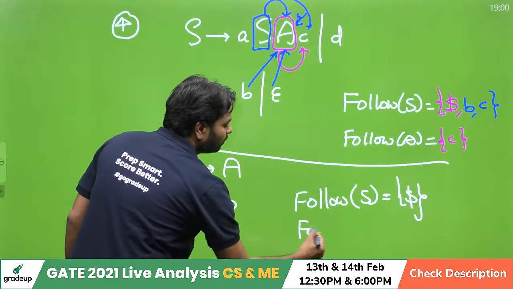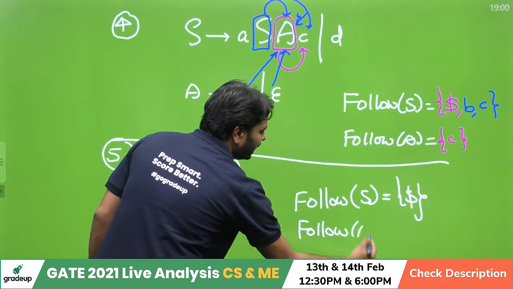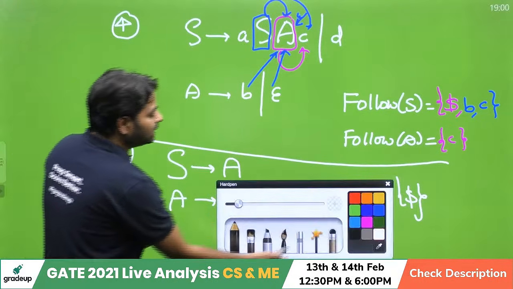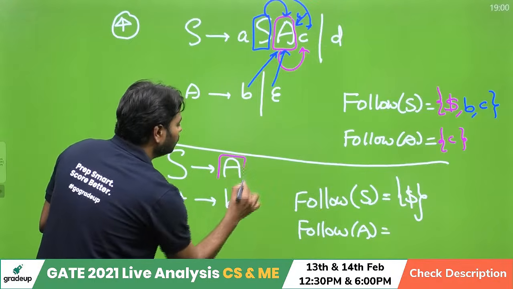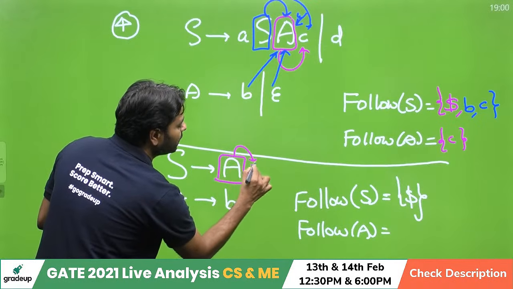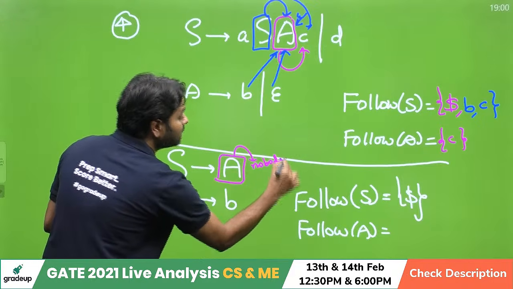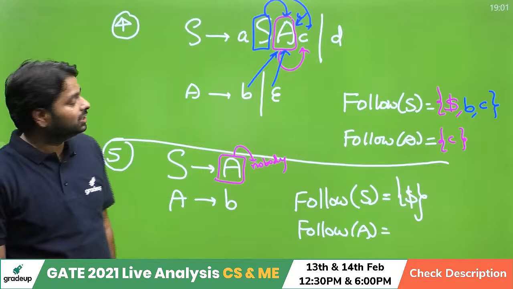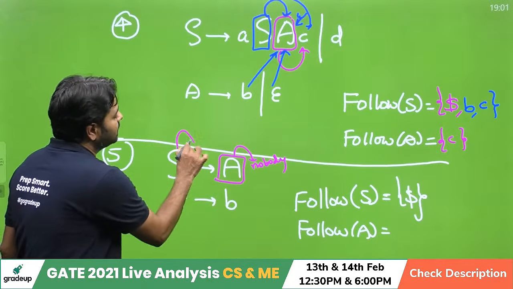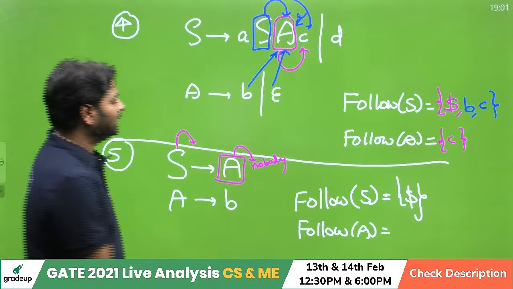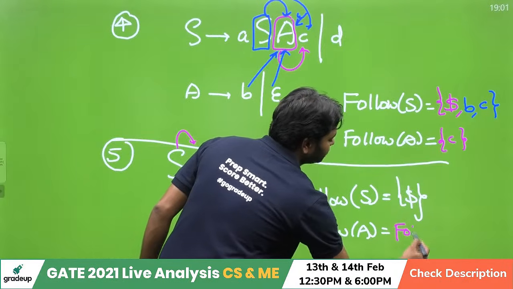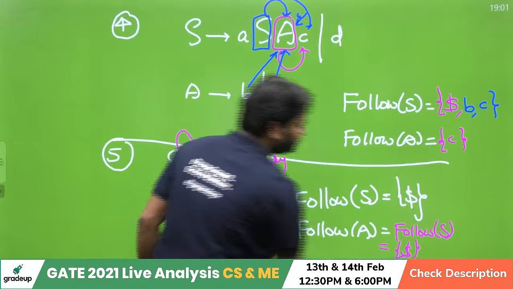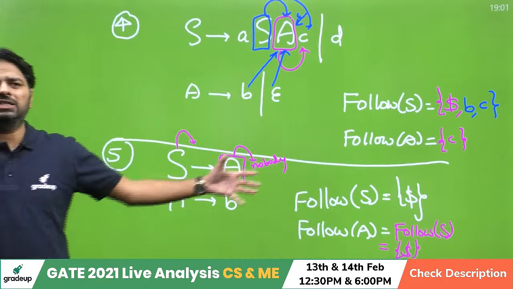But what is the follow of A? Whenever I ask follow of A, S is not there, so follow of S is dollar, but A is there in the RHS side. Who is after A? No one. There is nobody in the grammar, but there is somebody in the derivation. Whoever is there after S, the same one will follow. So we say simply follow of S. Whatever follow of S, we just copy paste.